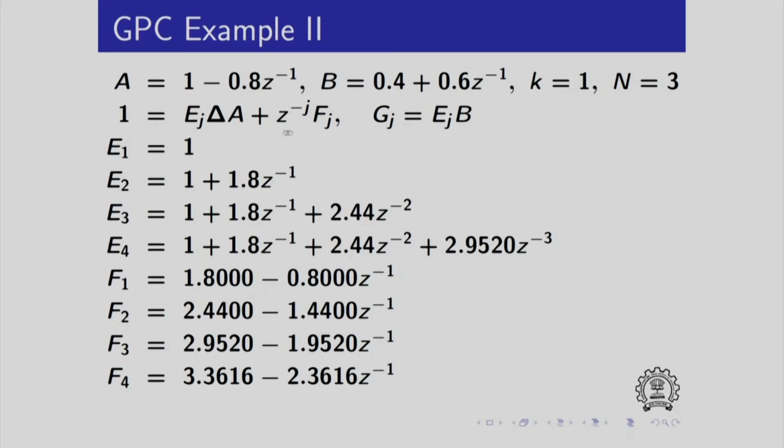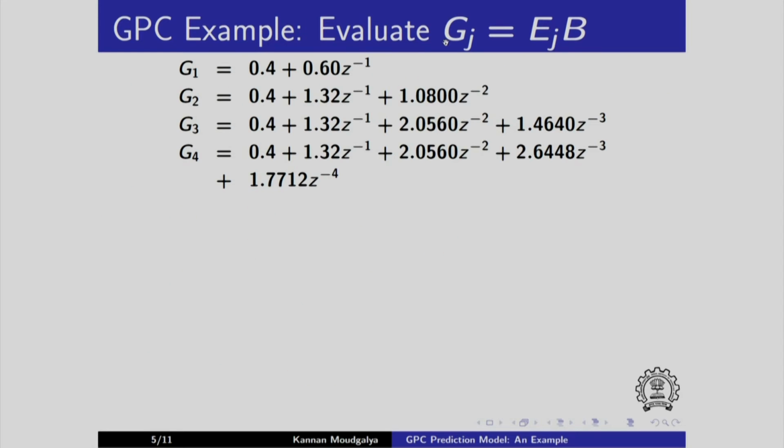If you do this division using the long division method explained earlier, it is easy to see that you will get these E values and these F values. And remember, Gj equals Ej into B. By multiplying Ej with B, you get these terms.